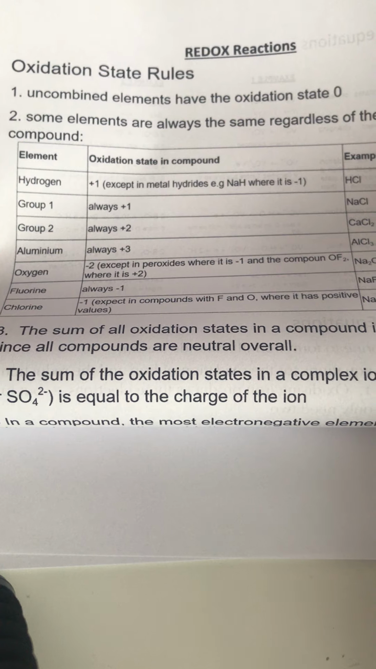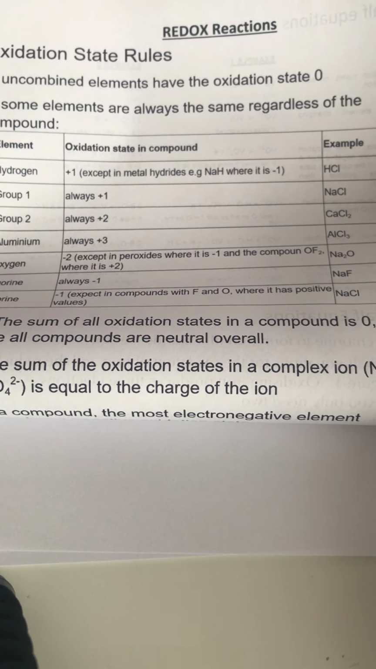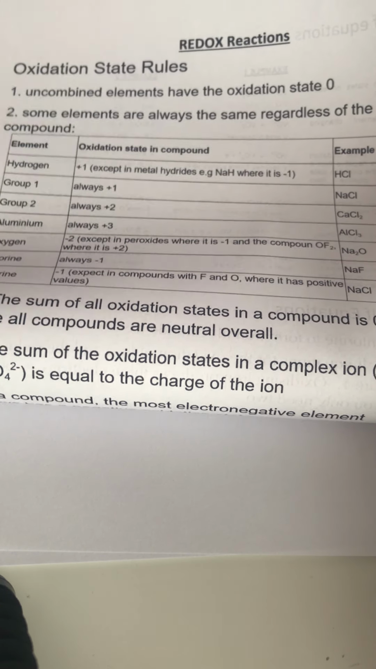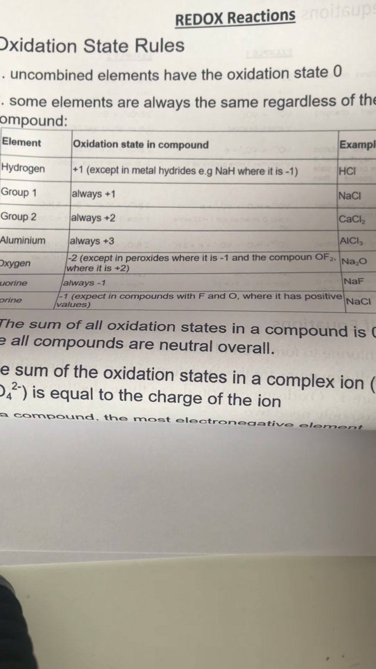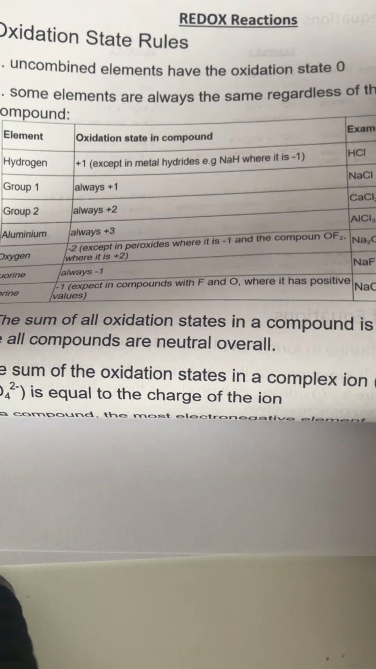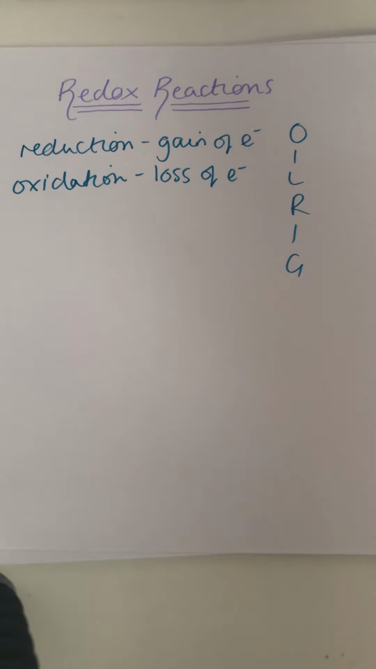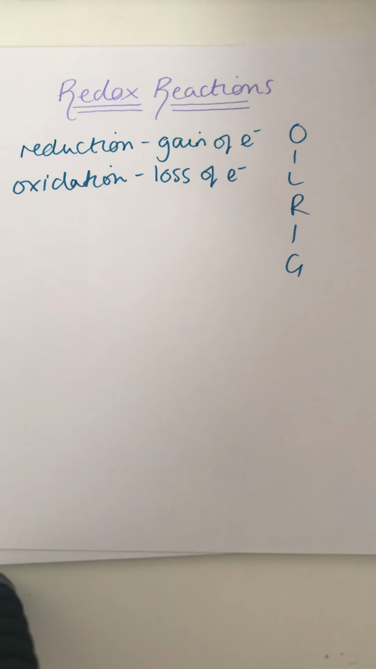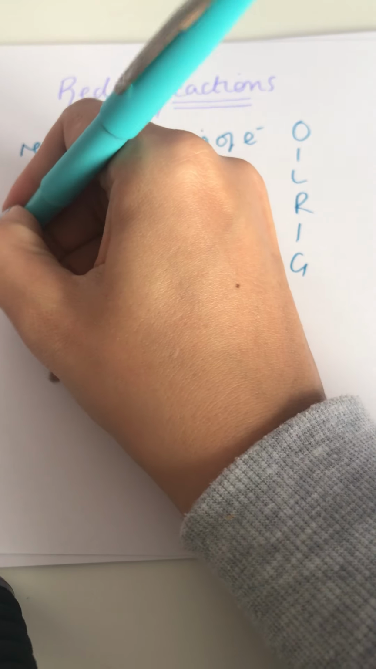Now, some elements are always the same regardless of the compound. You are expected to learn these, and I have emailed out the sheet to go with it. So make sure that you remember the key rules. Now, we're just going to go through a couple of examples. So, if we start with NH3.